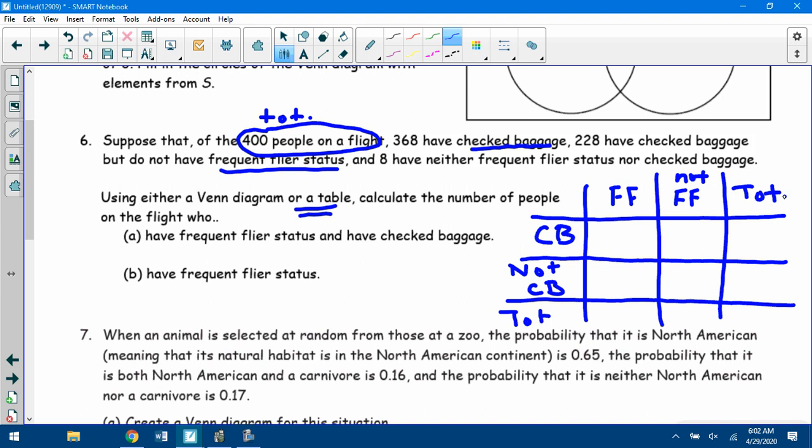Okay, so 400 people on a flight. That has to go in the corner here. 368 have checked baggage. So go to the checked baggage row, and that's the total. 228 have checked baggage, but do not have frequent flyer status. So yes, checked baggage, not frequent flyer. This has to be 228. And then 8 have neither frequent flyer nor checked baggage. So not checked baggage, not frequent flyer, that's 8. So that's all we got, but that's enough.